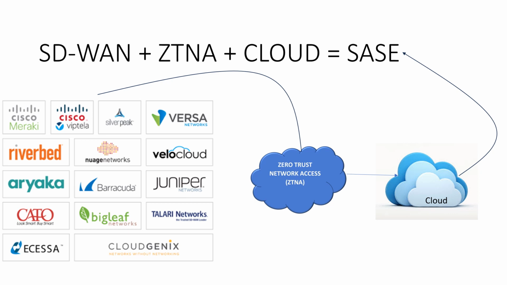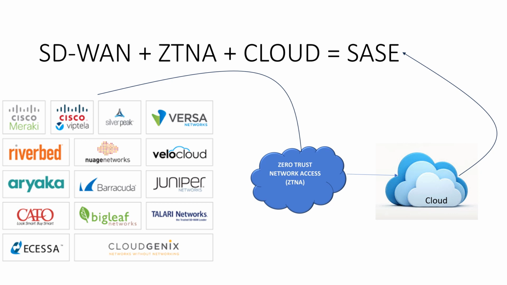SASE brings together networking and security functions into a unified cloud native architecture, offering organizations a more agile and comprehensive way to protect their data and enable secure access for users regardless of their location or device. So if you are navigating the complexity of modern network infrastructure, understanding SASE is essential for staying ahead of the curve. The question is, why should you know about SASE?